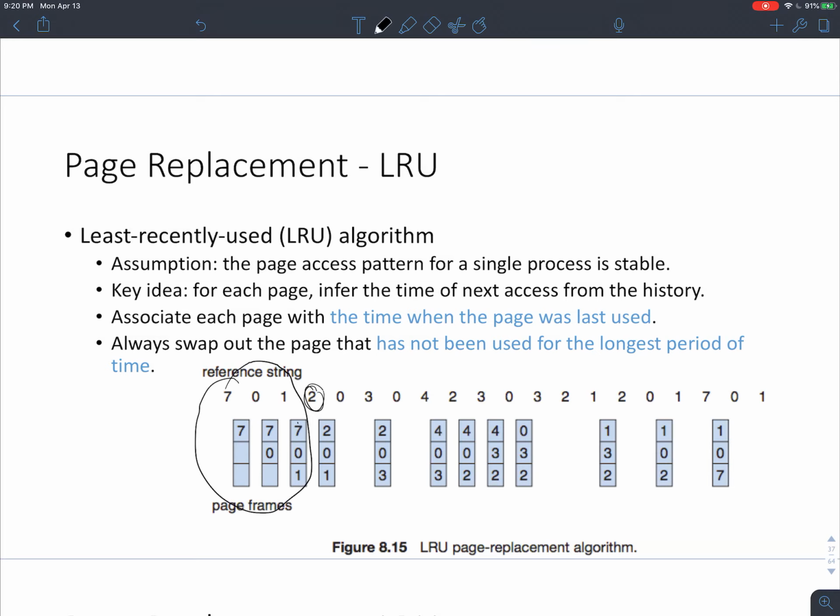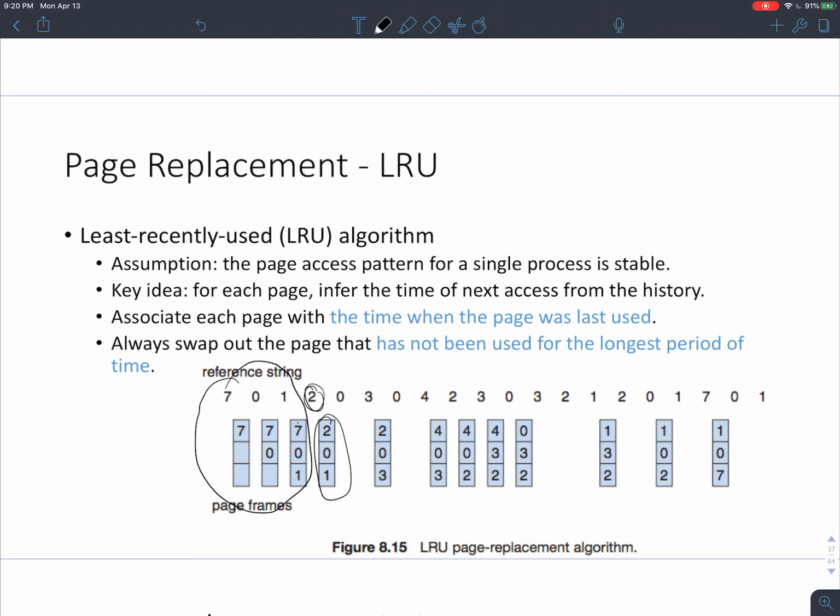Definitely it is 7, because 7 has not been used for 3 time steps at this time, while 0 has not been used for 2 time steps, and 1 has not been used for 1 time step. So we just kick out 7 and bring in 2, which ends up with this result. And next when we refer to 0, 0 is already in the memory, so there is no page fault.